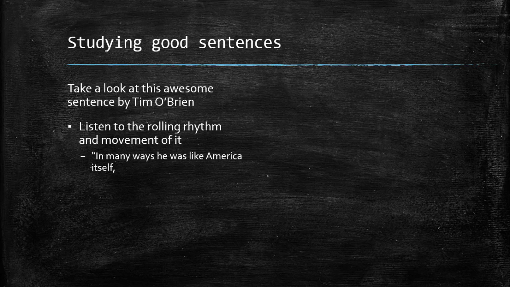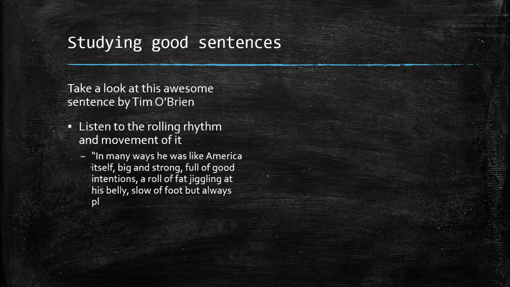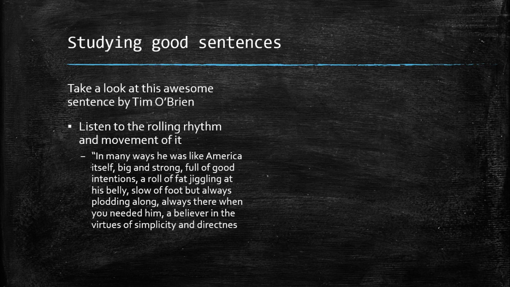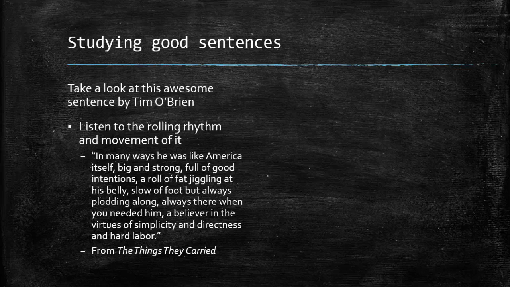Here we go. "In many ways, he was like America itself, big and strong, full of good intentions, a roll of fat jiggling at his belly, slow of foot but always plodding along, always there when you needed him, a believer in the virtues of simplicity and directness and hard labor." What a cool sentence. Now, that, by the way, is from Tim O'Brien's The Things They Carried, the novel he's most famous for.